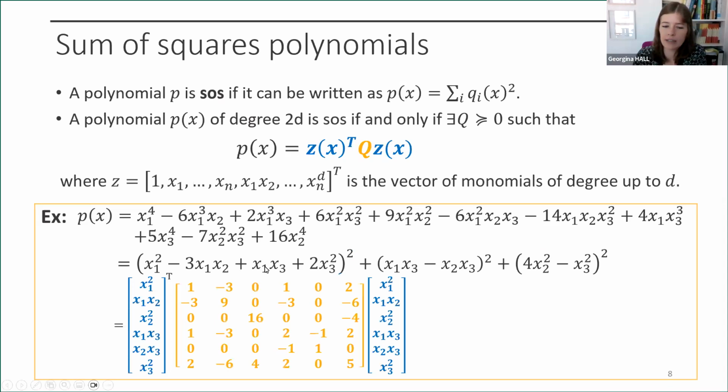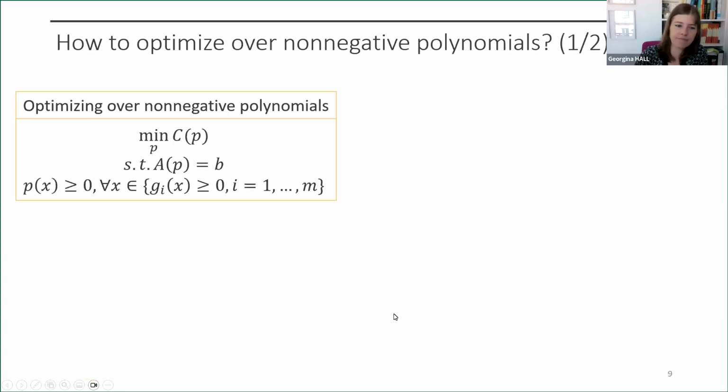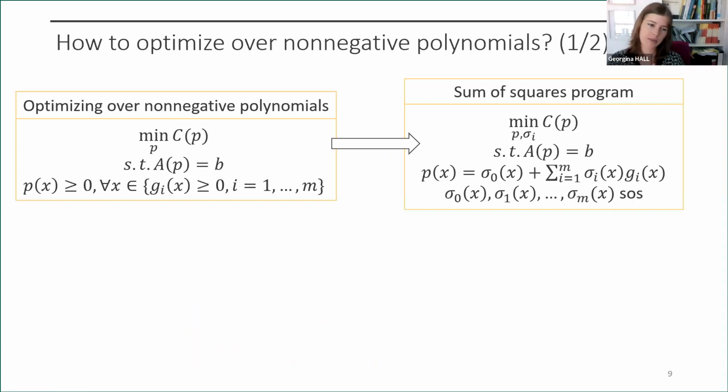Alternatively, you can find a matrix Q here, and I guarantee to you that this matrix Q is positive semi-definite. So you can find a matrix Q that is this one, such that P of x is Z of x transpose Q Z of x. So the problem of optimizing over non-negative polynomials is actually a hard problem, but what we typically do is we replace this problem by a sum of squares program.